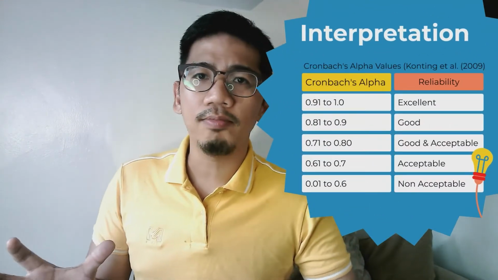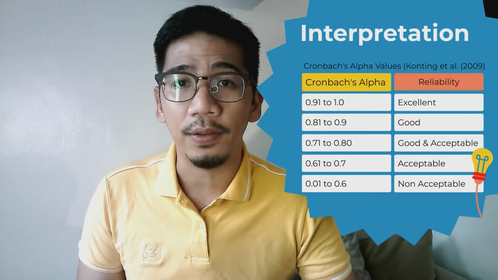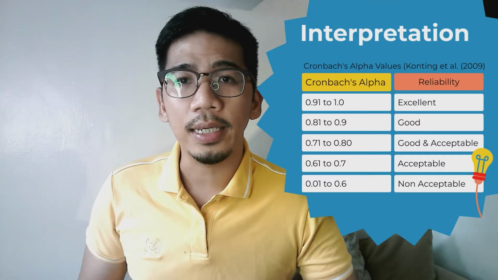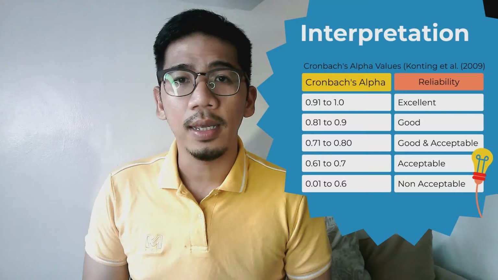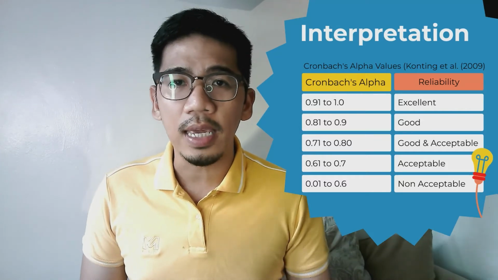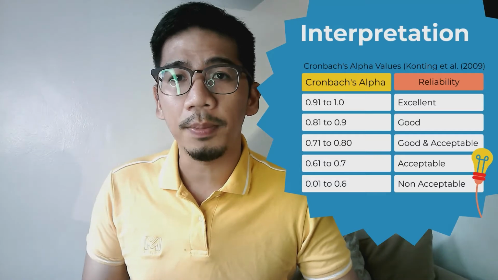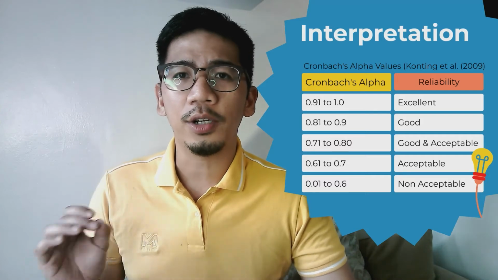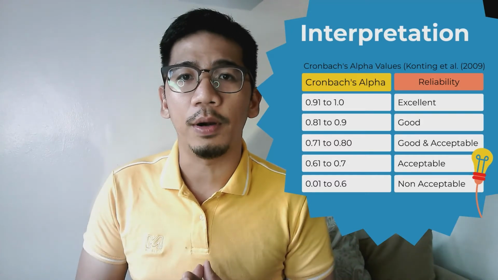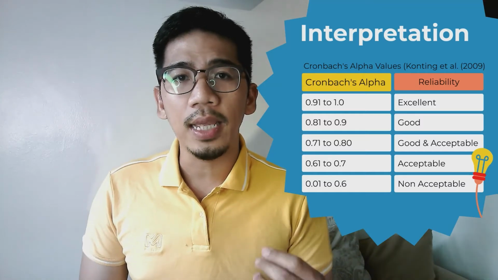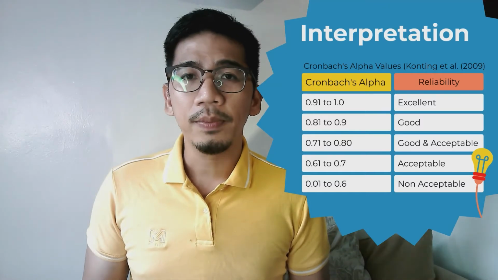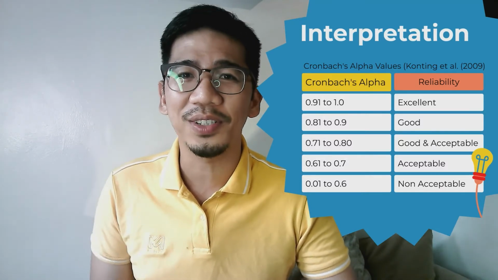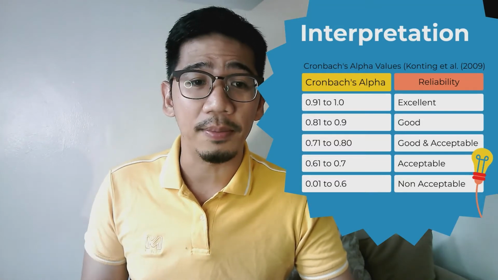There are different reports about the acceptable values of alpha. Here is one from Kottner et al. in 2009. As you can see here, the general rule of thumb is that a Cronbach's alpha of 0.7 and above is good, 0.8 and above is better, and 0.9 and above is best. Now, theoretically, Cronbach's alpha should give you a number from 0 to 1, but you can actually get negative numbers as well. A negative number indicates that something is wrong with your data. Perhaps you forgot to reverse score some of your items.